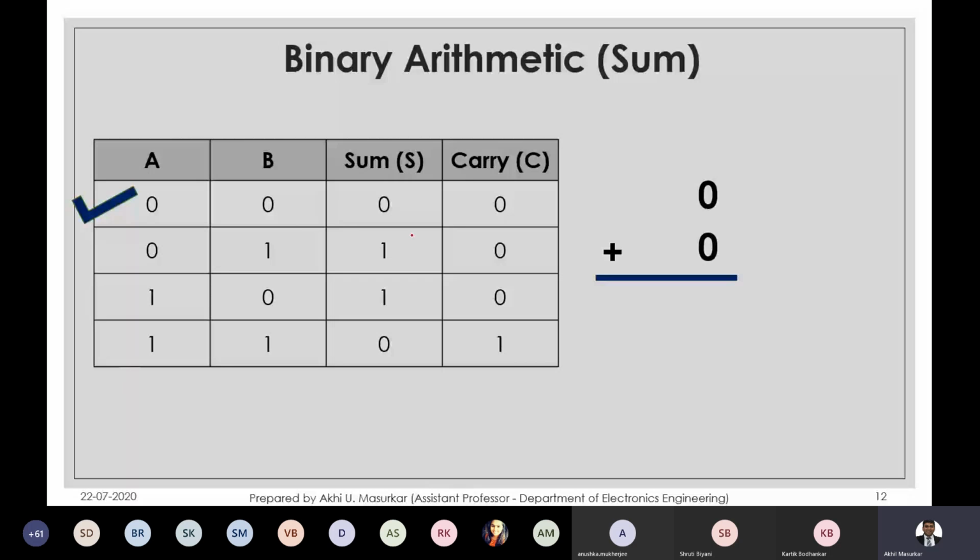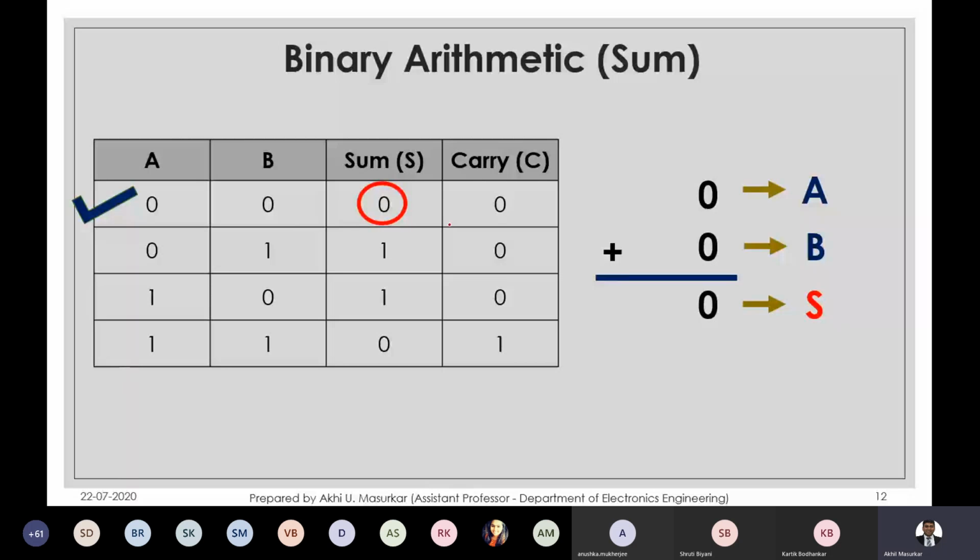So what I'm going to add is 0, 0. So 0 plus 0 is going to be 0 in any sum. So that is what we will write here. This is my A, this is my B. So this 0 is going to be my sum, and there is not going to be any carry because the sum itself is 0. So there is no digit produced which is greater than 1. So that is why the carry is 0.